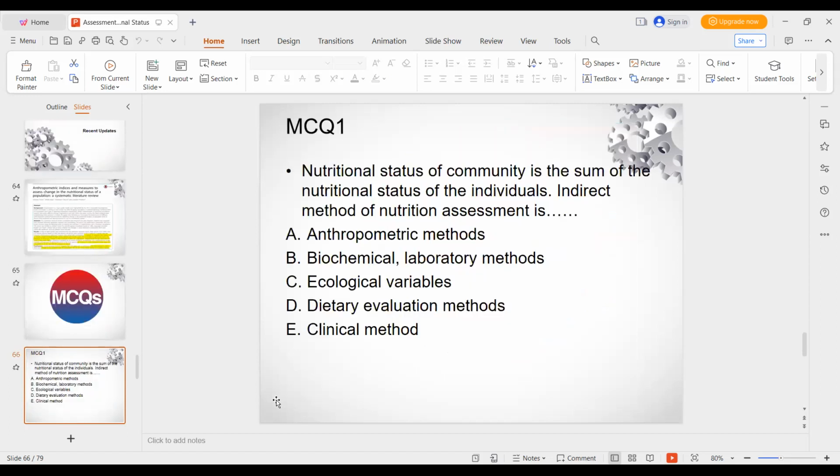And MCQs. MCQ number 1, nutritional status of community is the sum of the nutritional status of individual. Indirect method of nutritional assessment is anthropometric method, biochemical laboratory method, ecological variable method, dietary evaluation method, and clinical method. It's C, ecological variables.